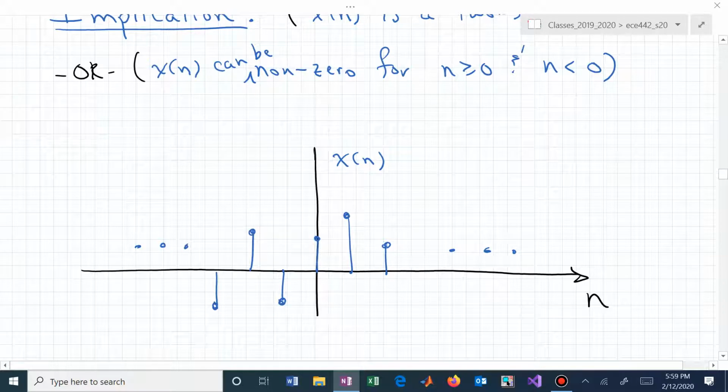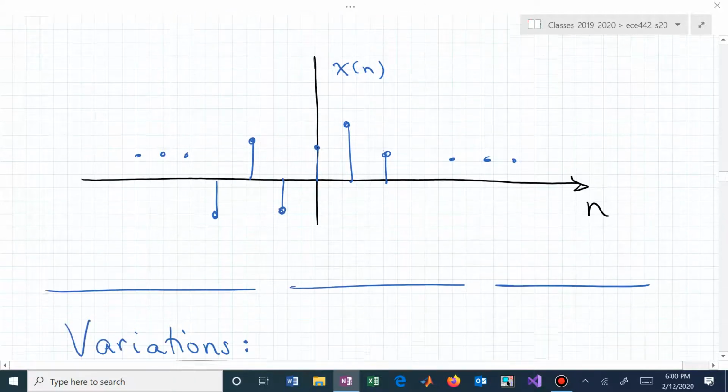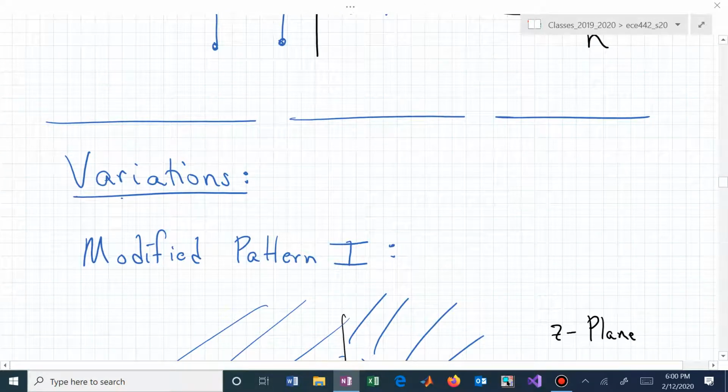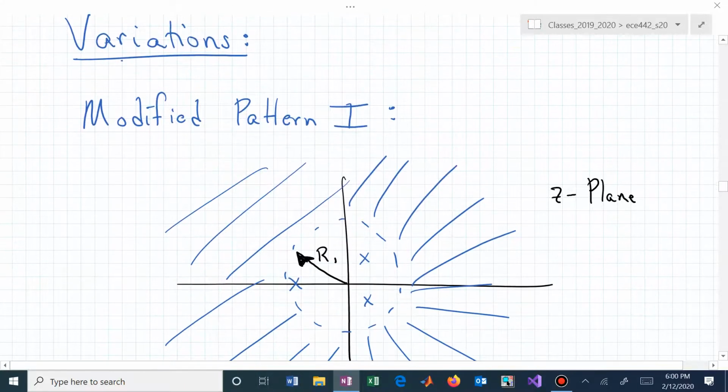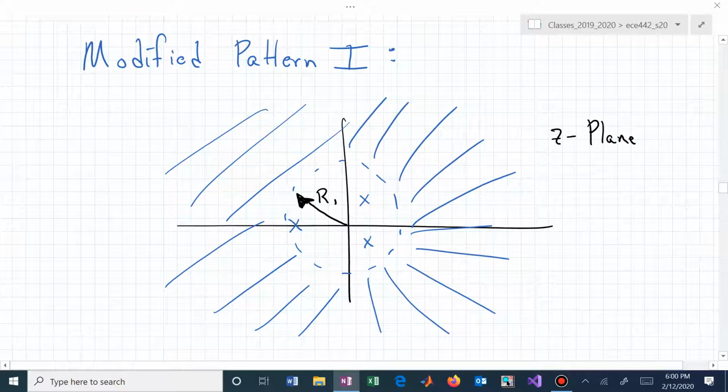Where now our sequence is going off. And I didn't yet say anything about the bounded behavior of that sequence, whether it was unbounded or bounded in the time domain, based on these region of convergence patterns. There's now two variations on these, and I'll call them modified pattern 1. Here's pattern 1, except now what I want to do is not allow that region to go unbounded. I do not want this to contain infinity or include infinity.